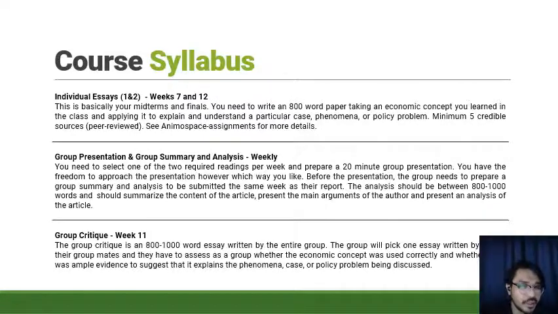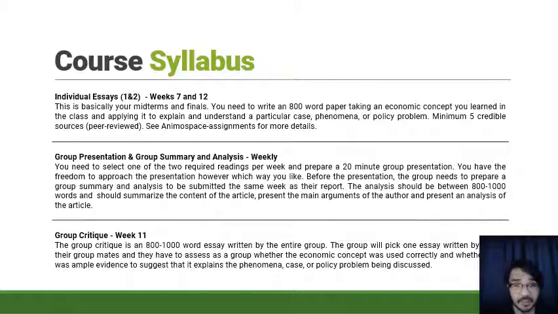Is the evidence credible in your perspective? And if it's not, are there alternative evidences available to explain it, right? So that's sort of what the group summary and analysis is. More specific rules of that can be seen in AnimaSpace. You can just log on there and take a look.